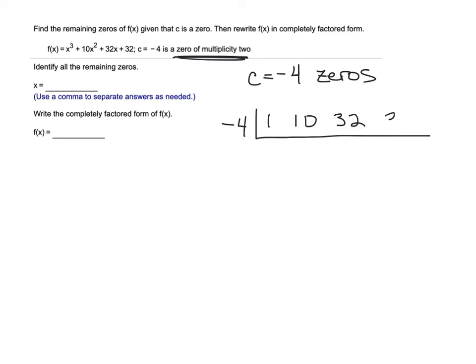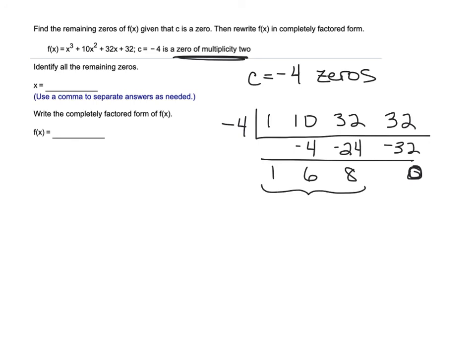The coefficients are 1, 10, 32, and 32. It should go evenly because it's a 0, so hopefully my remainder will be 0. Let's start. Bring the 1 down, multiply, and add. 10 plus -4 is 6. Let's multiply. 6 times -4 is -24. We add that. 32 plus -24 is 8. 8 times -4 is -32. We add those, we get 0. So it did go evenly. This gives us our quotient, which is 1x squared plus 6x plus 8.